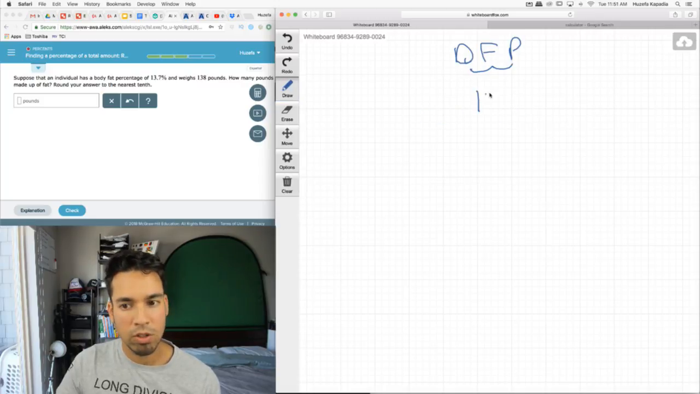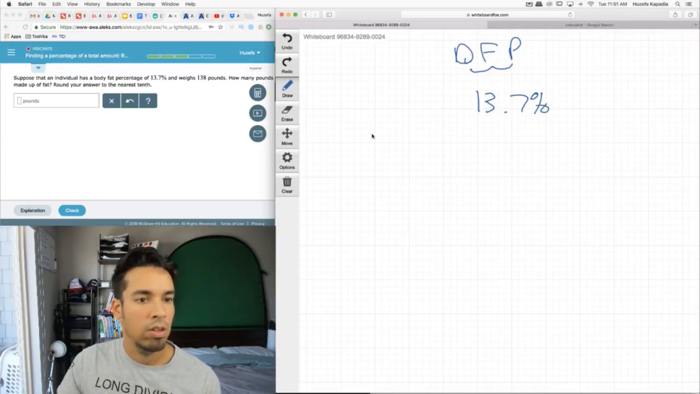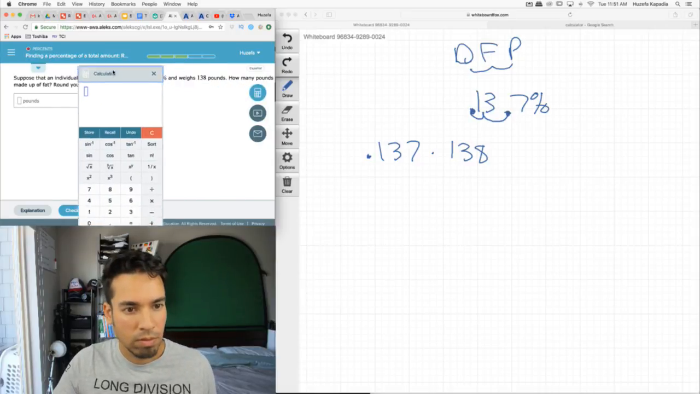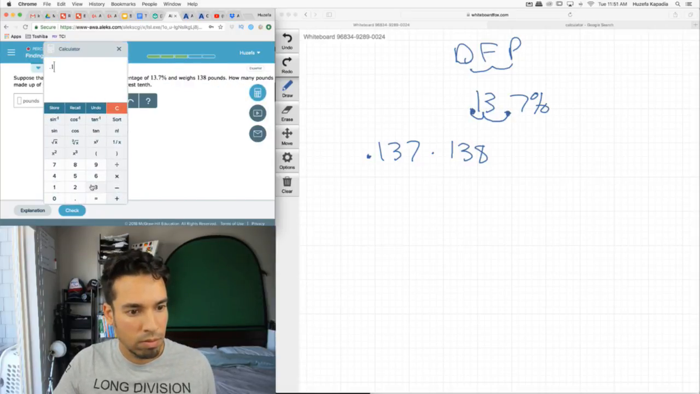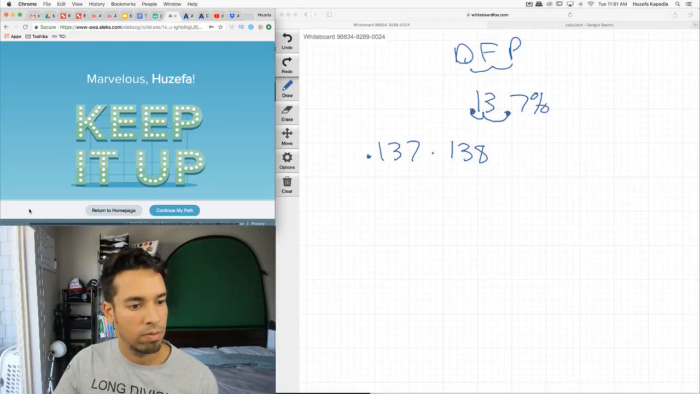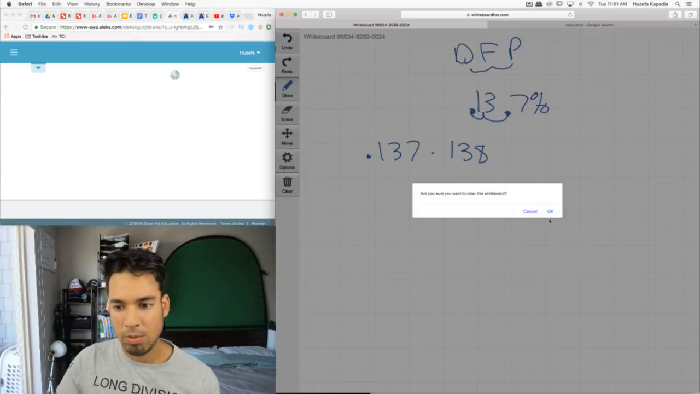Next we have 13.7% of this 138 pounds. So let's again go DFP, move it twice to 0.137 times 138. $18.9. Okay, let's keep going.